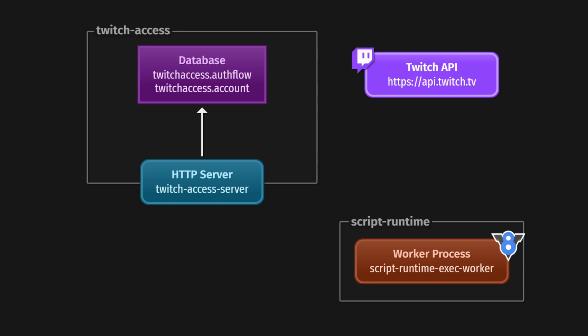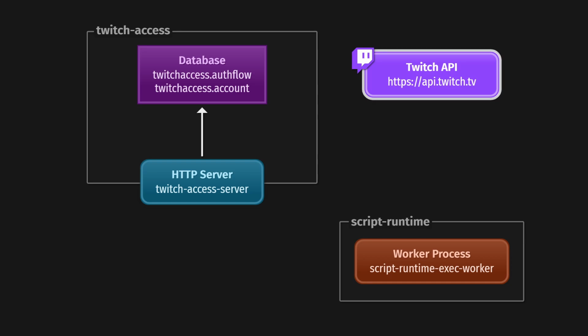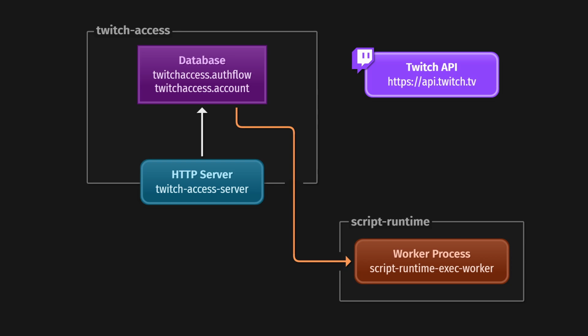The Twitch Access Service contains a Twitch user access token for our connected account. And in order for our script to do things like changing the stream title, we need to call the Twitch API with that token. So one thing we could do is provide that token to the process that's running our scripts, and then it could make a Twitch API call directly. But that breaks encapsulation, and it's also a security concern. The user access token is a sensitive piece of data, and it's better if we keep it well away from the place where user-controlled scripts are run.